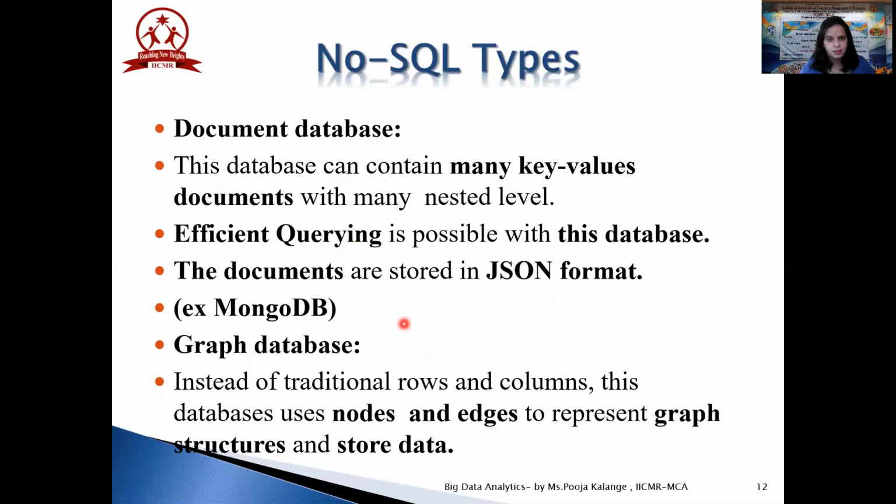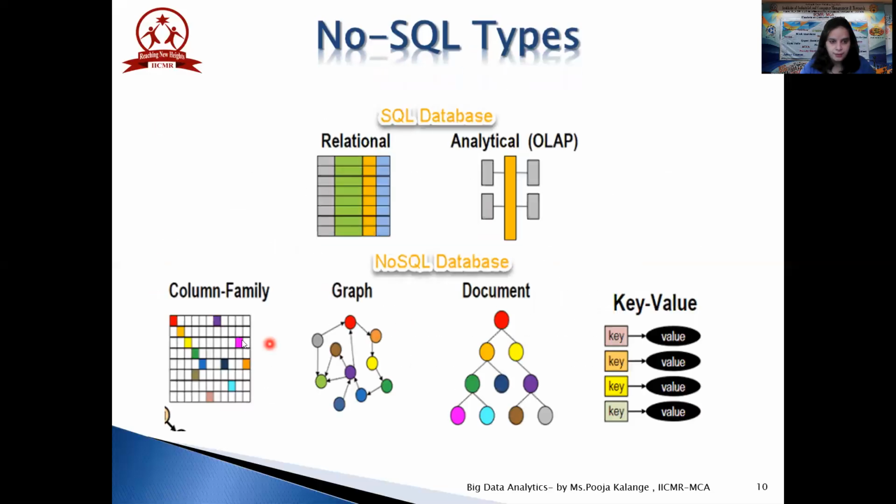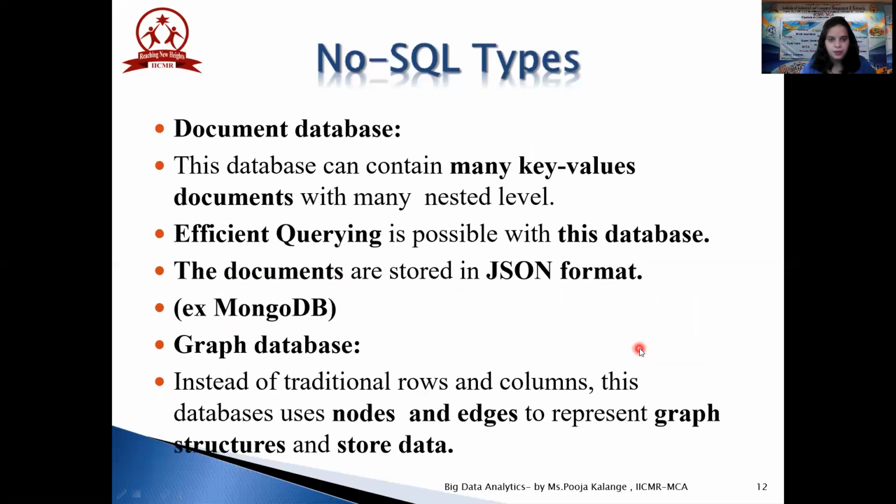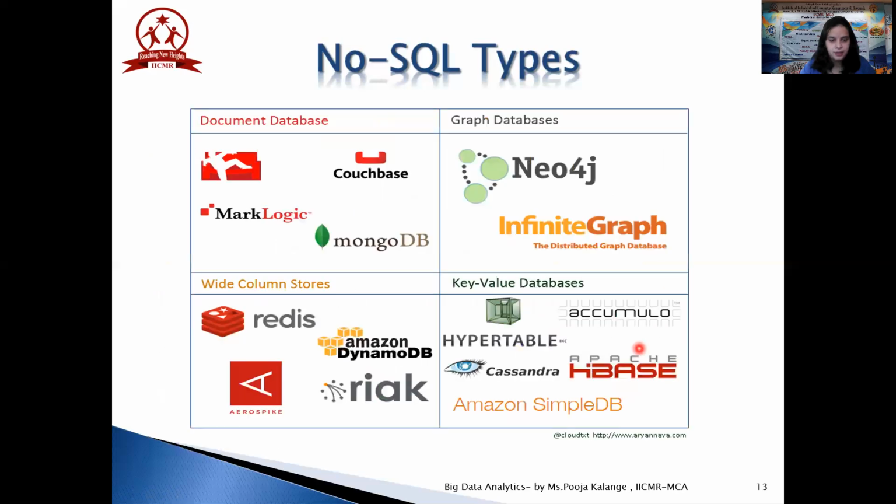They are often asked in the exams as well: what are the types of NoSQL, and explain the basic NoSQL. So you need to remember these four types: column family, graph, document, and key value pair. Now moving further, we will be seeing these types.